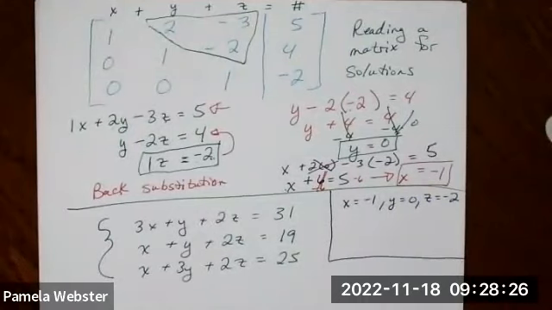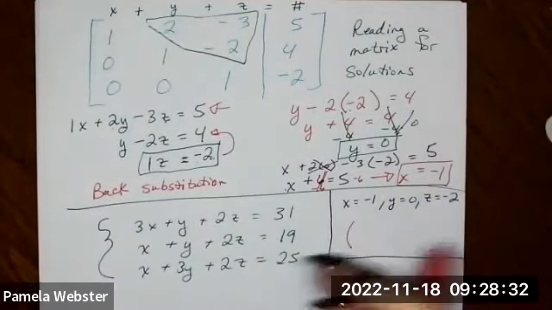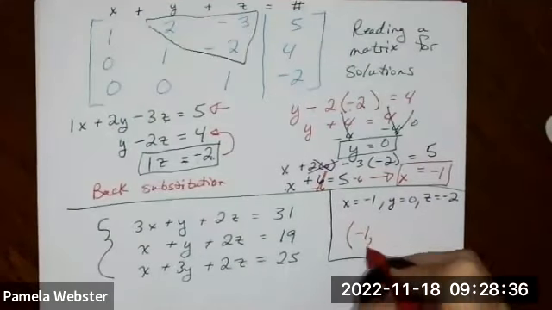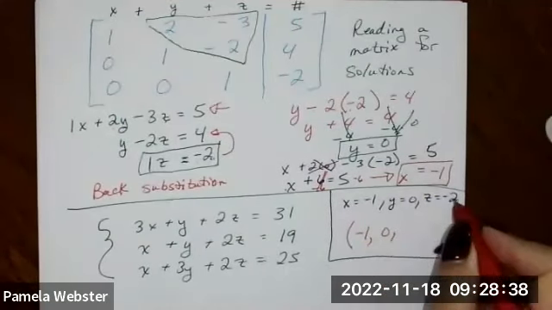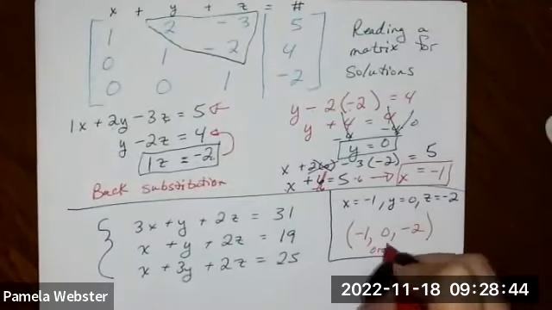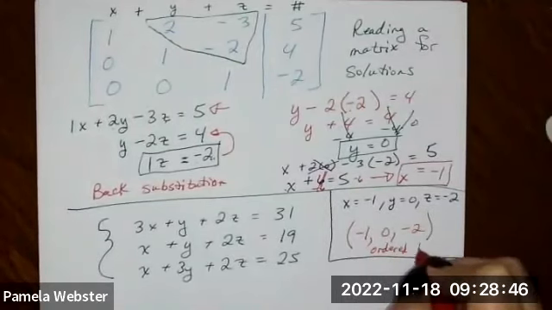So we're sitting here, we're looking at this and we say, okay, we want to write this as an ordered triplet. So it ends up being, just put it in alphabetical order, just like we just did. -1, comma, 0, comma, -2. There you go. There's your ordered triplet, instead of an ordered pair.